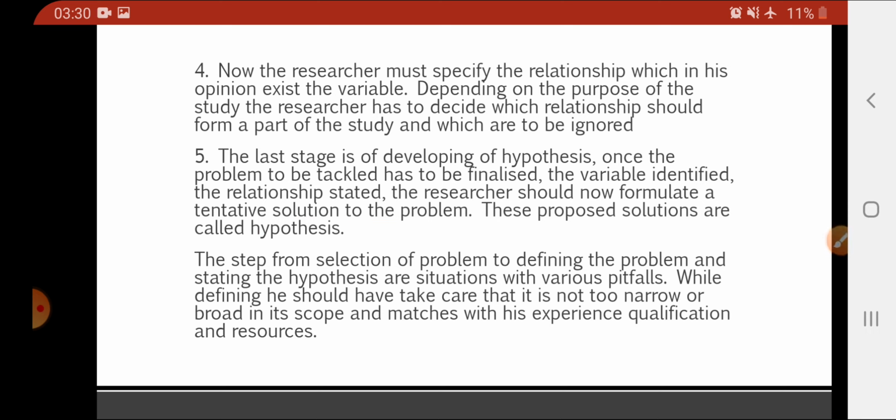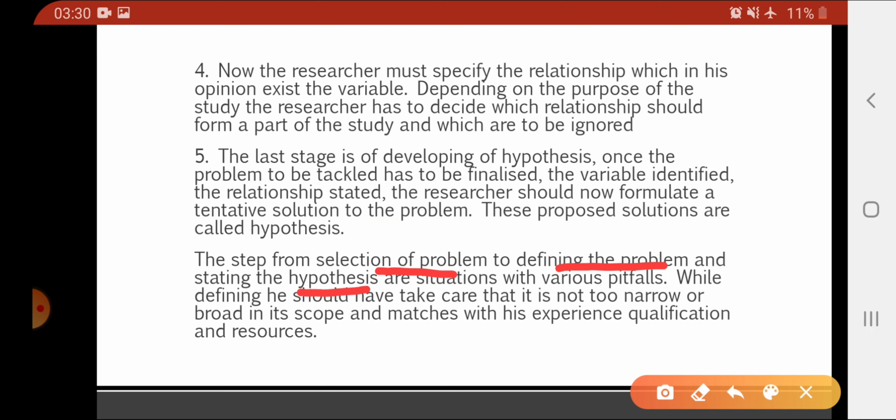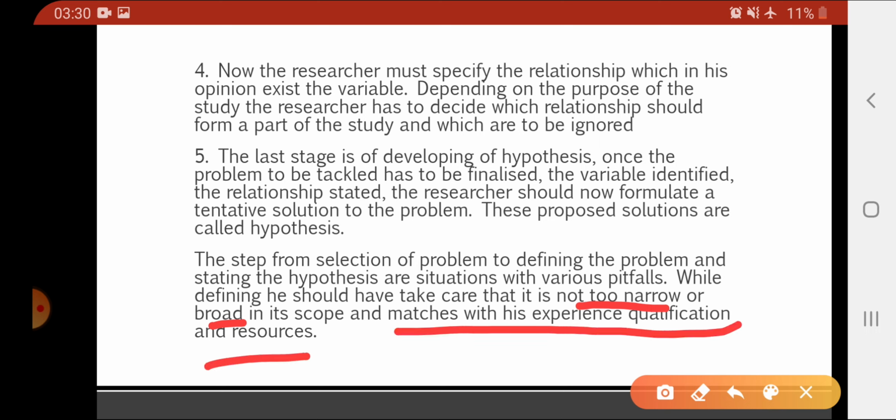Lastly, the steps from the selection of the problem to defining the problem and stating the hypothesis are situations in which we face many pitfalls. While defining, the researcher should take care that the research problem is neither too narrow nor too broad, so that it matches the experience and qualification of the researcher.